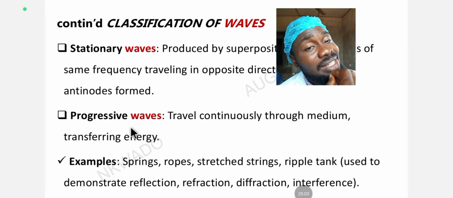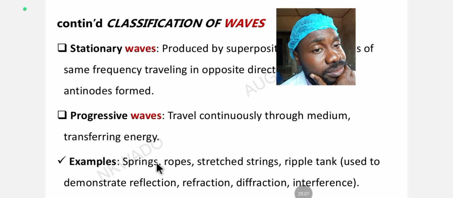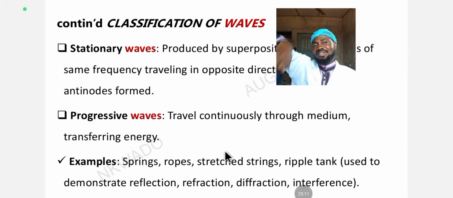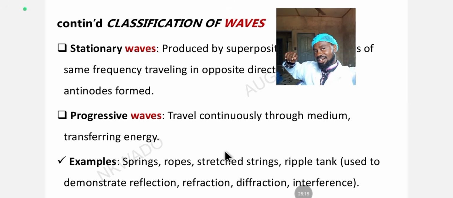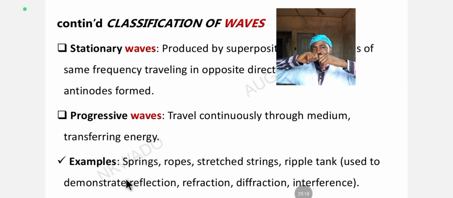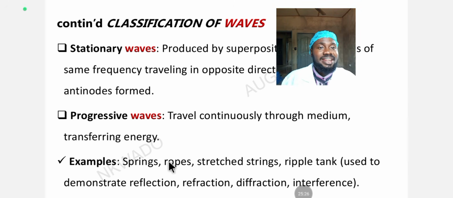Okay, so now let's look at examples of progressive wave. We have spring, you have rope. When you hold a rope like this and do it like this, the rope will continue to show you that wave. It continues to progress. With a spring, when you do it like this, the wave continues to propagate continuously, transferring energy through a material medium, because a medium is required. So, string. That's the same for that too. You have the ripple tank, like the one I just demonstrated for you, used to demonstrate reflection, refraction, diffraction and interference. So all you see in this demonstration, reflection, refraction, diffraction, and interference, they are all characteristics of wave, and we are going to discuss them next.